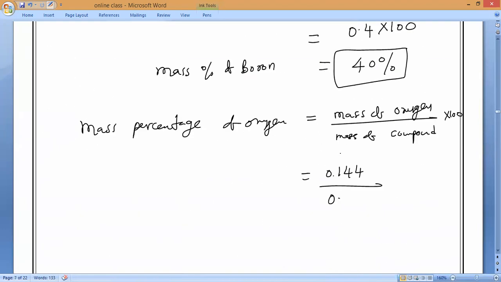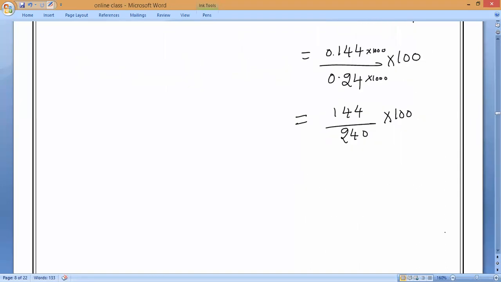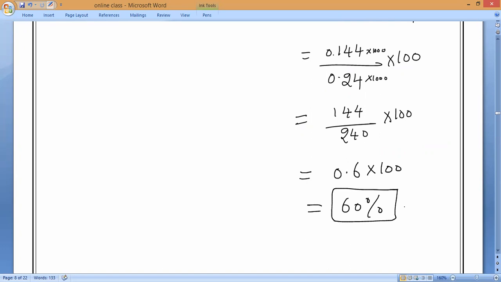0.144 divided by mass of compound, how much, Hari? 0.24 grams. Yes, sir. Others never open the mouth. Into 100. We have to have at least minimum sincerity. Again, you have to multiply with 1,000. Mr. Kaushik, understand or not? So it turns into 144 divided by 240. All of you do the division and tell me how much it is. It is 0.6. How much, Mitakshri? 0.6 into 100 equals how much, Amma? 60%.